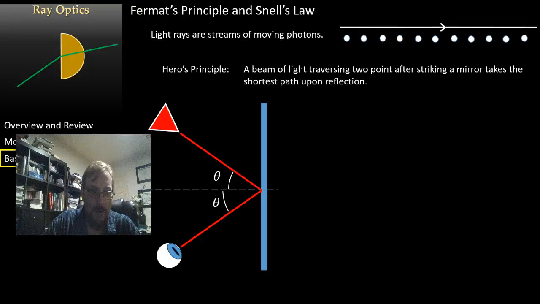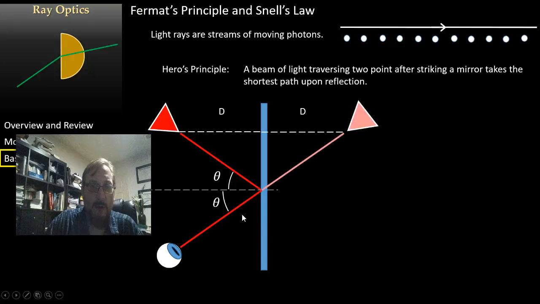Now, Hero was a Greek philosopher. They didn't really have physicists back then, and he surmised that a beam of light that goes between 2 points, say from this object to your eye, that hits a mirror will take the path of least distance, or the smallest distance path. Rather, like if it goes in a straight line, it will do the same thing. And this is one way to think about it, right?